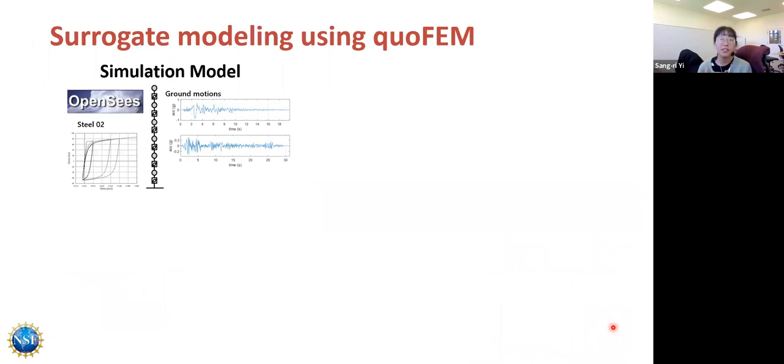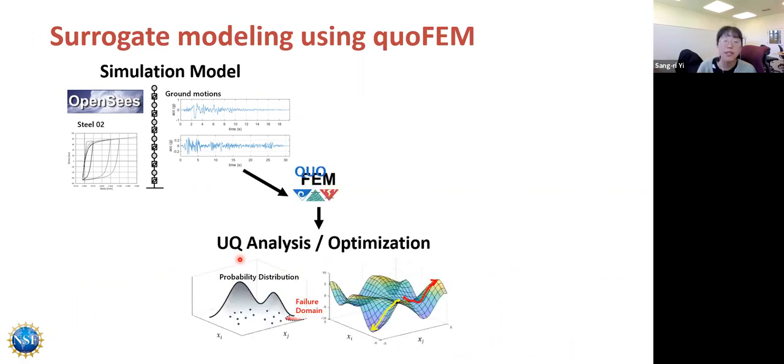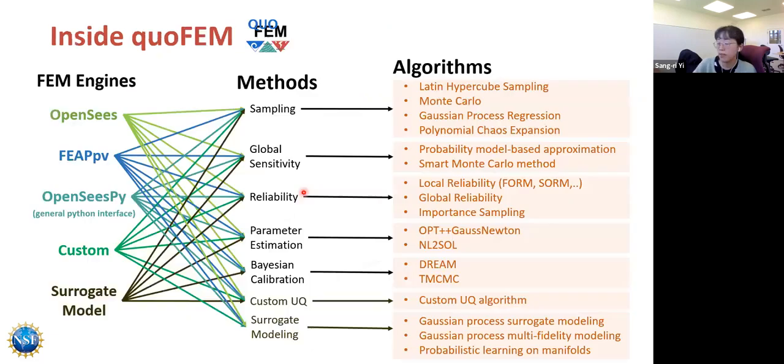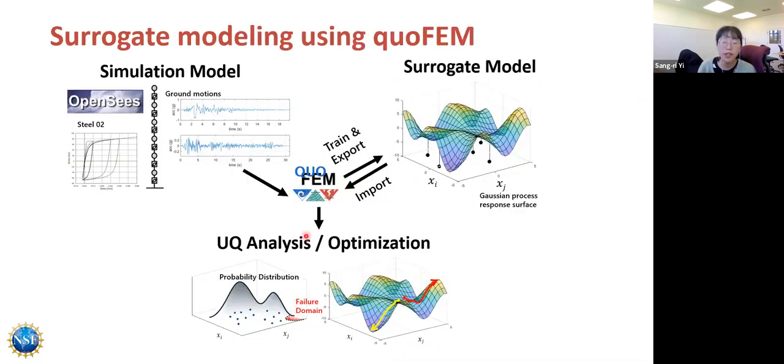So that was the first part of this presentation. I will go through a demo from now on using this OpenSees structure model. So this is again an overview of how quoFEM can be used to train and use the surrogate model. When you have a structure model, you can use quoFEM to run any UQ and optimization analysis supported in quoFEM. An alternative way you can choose is to train the surrogate model first using quoFEM, and then later import this surrogate model to run this analysis.